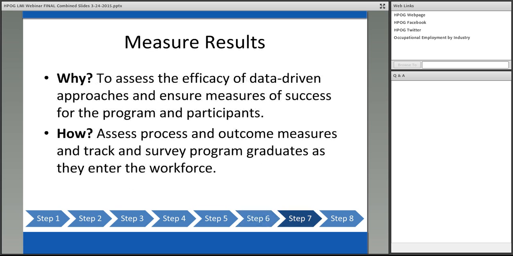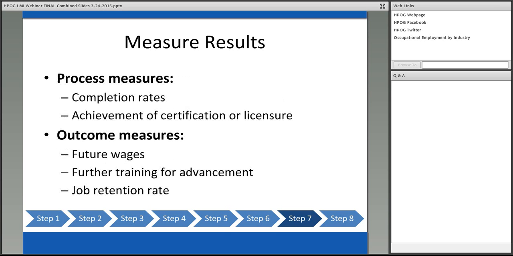It's also important to measure the results of these decisions and being able to assess the success of the program and the participants coming out of the program. And this can be done through both tracking process and outcome measures for these graduates as they enter the workforce. In terms of process measures, many of these are already collected by many different training programs through their performance reporting systems in terms of the number of graduates or the number of students who enter the program, what their completion rates are like, and what sorts of certificates or licensure they're able to achieve.